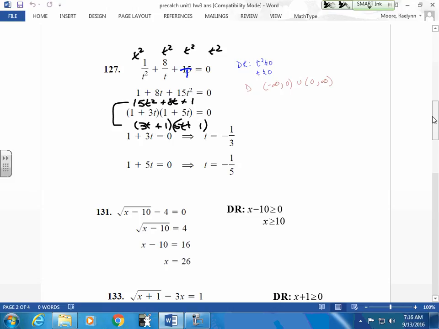Okay, so this one had a domain restriction. You can't have a 0 in your denominator. So we're going to remove it. This is what's left. This is our allowable domain. Everybody okay with that? I would have switched, this came from the book, I would have switched it around. But whichever way you like to do it is fine.